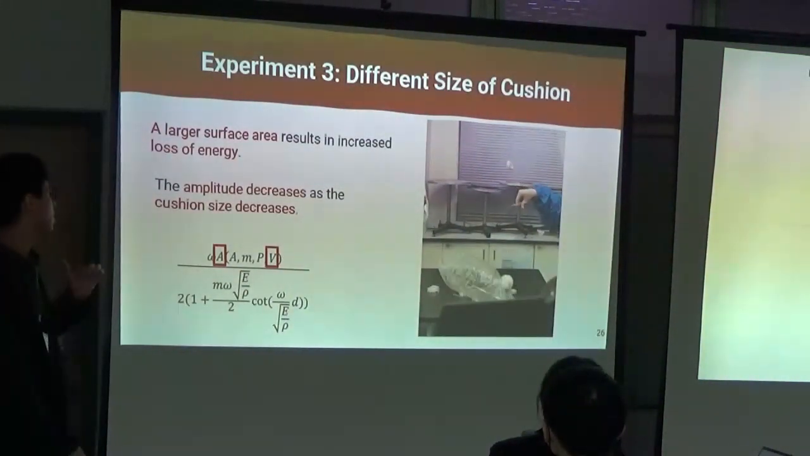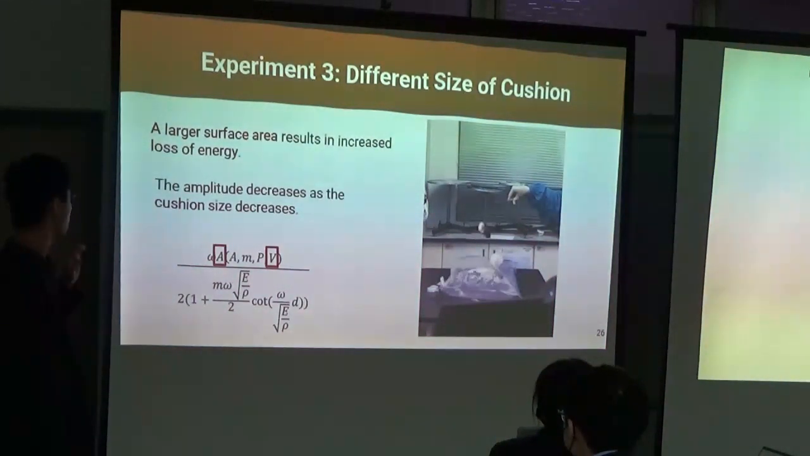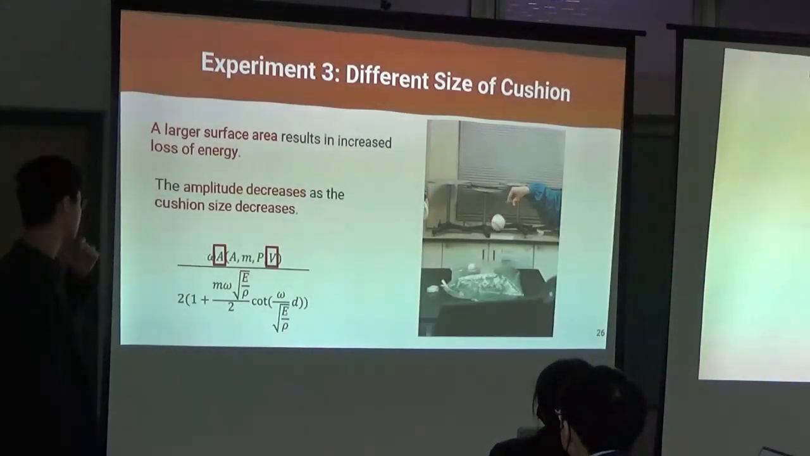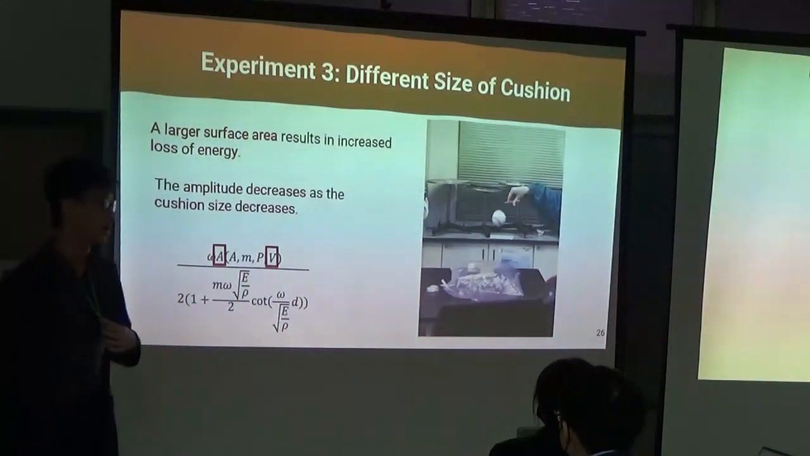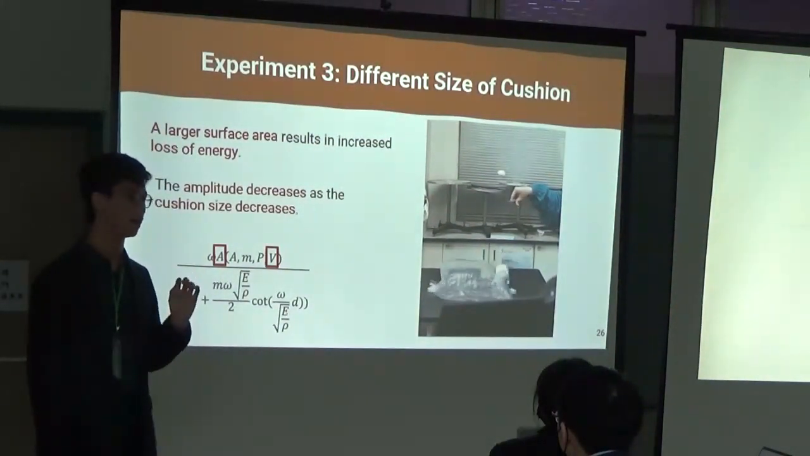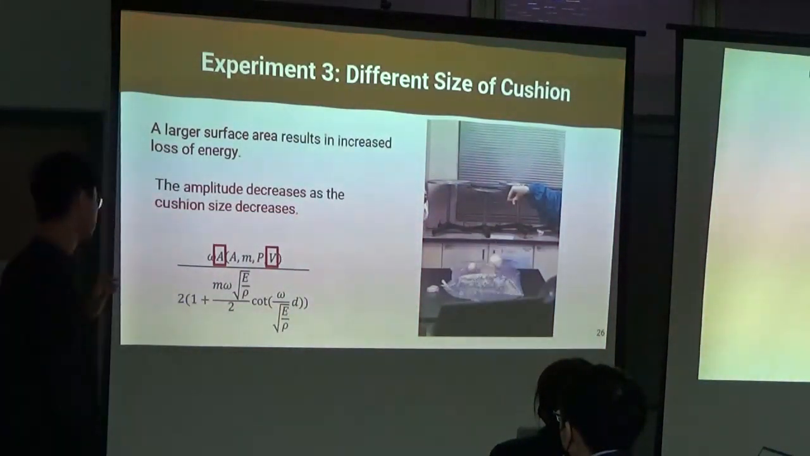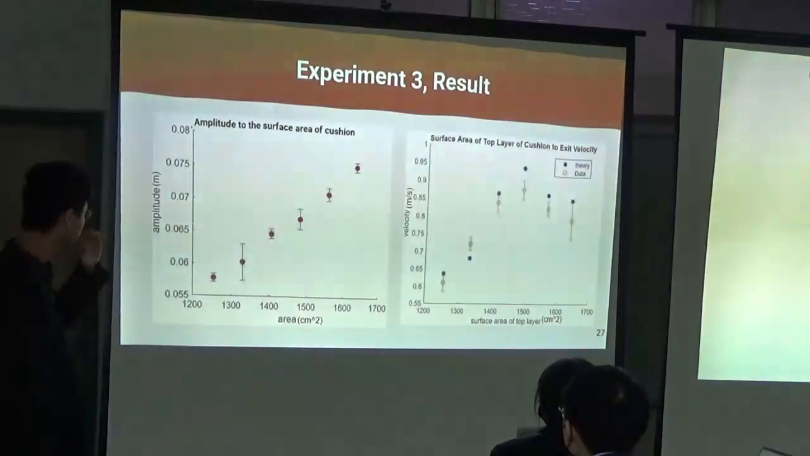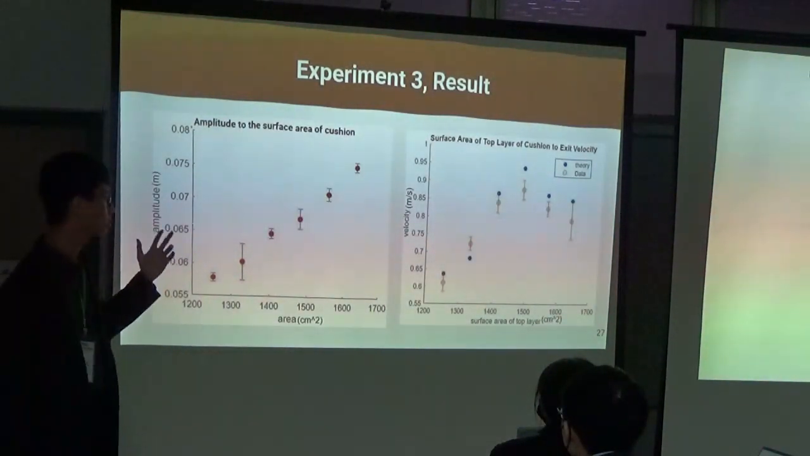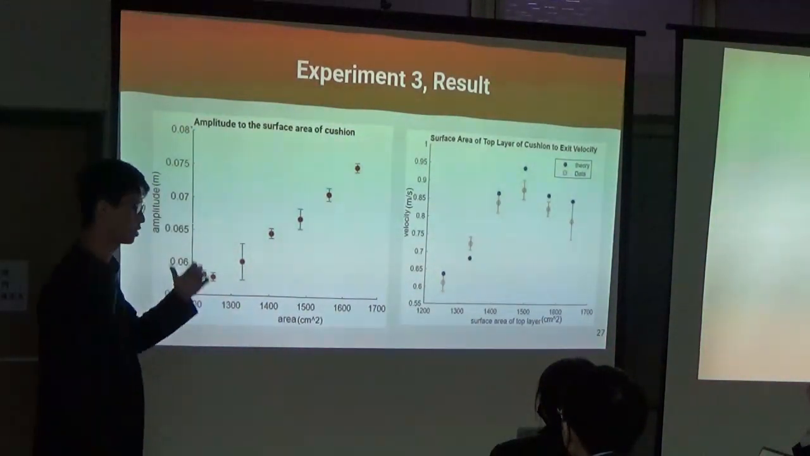For experiment 3, we used different sizes of cushion, and a larger surface area resulted in an increased loss of energy, and the amplitude also decreases as the cushion size decreases. This is because if the contact area is bigger, there is more area for the pressure to act on the ball in order to stop it. So the amplitude will decrease. And as shown in those graphs, the tendency of the increase of area fits our theory.